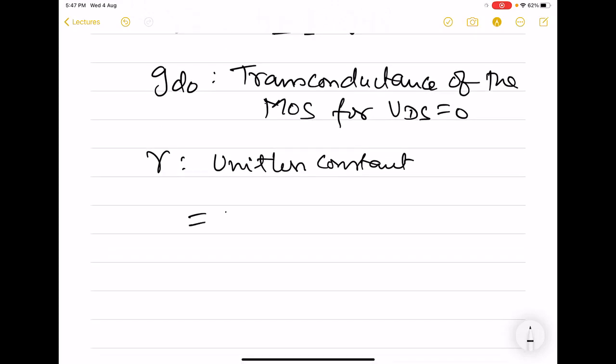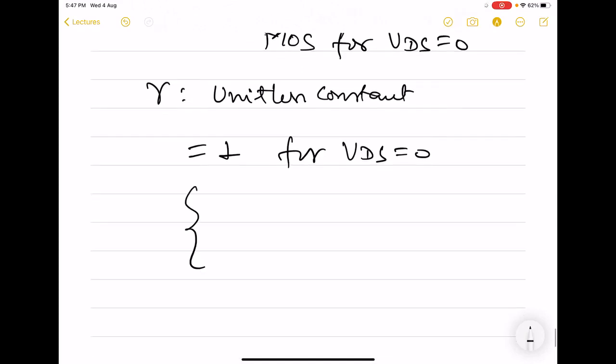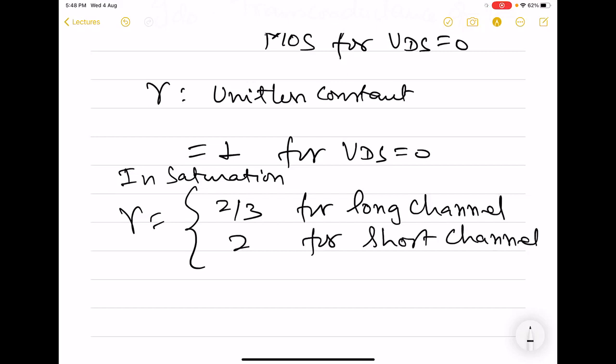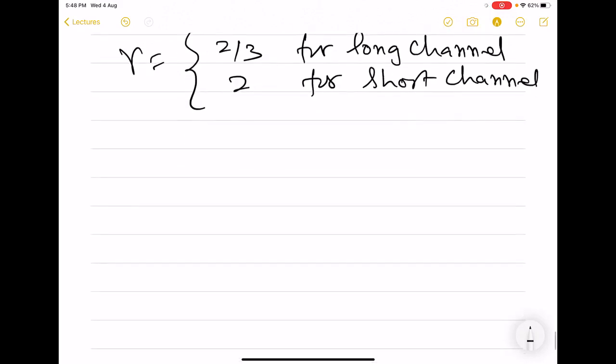So here this gamma is equal to 1 for VDS equal to 0. However, if the MOS is in saturation, that means when drain to source voltage is not equal to 0, then this turns out to be 2 by 3 for a long channel MOSFET. And this becomes 2 for short channel. So some of the authors avoid all this distinction and distinction between transconductances, and they take a simple expression 4kT gamma gm instead of taking GD0 for the mean square noise current due to the MOS.